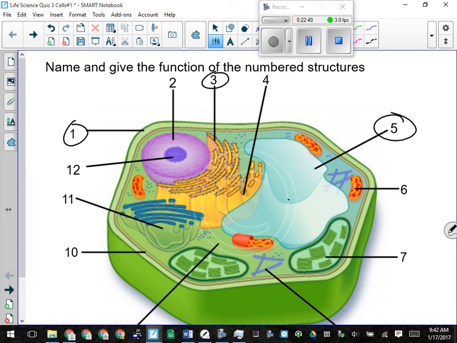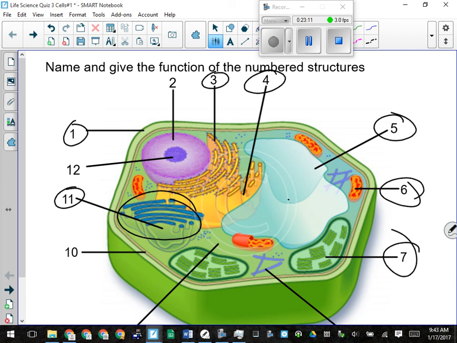We got rough ER here, number 3, and that transports proteins and things like that. The smooth ER, number 4, has all kinds of functions. It breaks down complex carbohydrates, detoxifies poisons, makes hormones and fats. The mitochondria would be number 6, the powerhouse of the cell that burns your sugars for energy using cellular respiration. 7 is your chloroplast, which makes sugar using photosynthesis. The Golgi apparatus is number 11, which is getting rid of waste and helping with exocytosis. Number 10 is the cell membrane, which controls endo and exocytosis.